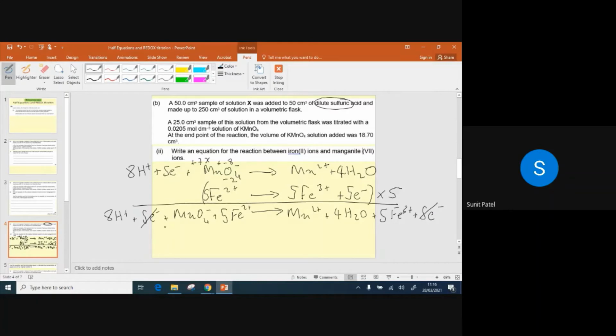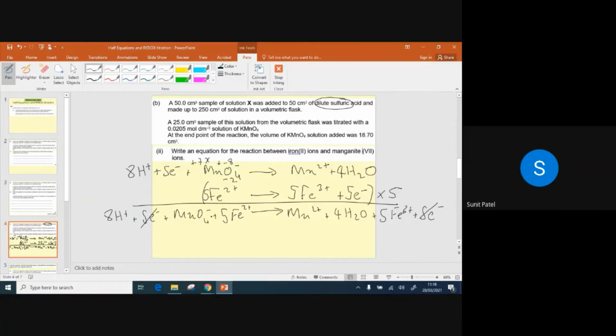Then if we again look at the particles involved, I've got 8 H's here, 8 H's here. I've got 1 mole of Mn here, 1 mole of Mn here. I've got 4 moles of O here, 4 moles of O here. I've got 5 moles of Fe here, and 5 moles of Fe here. That's balanced. Now let's look at the charges.